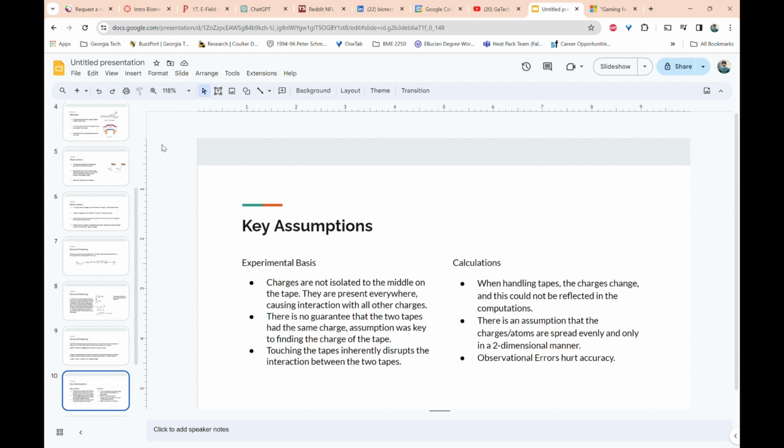After the experiment was conducted, it's important to mention some key assumptions. Experimentally, it was assumed that charges were isolated to the middle of the tape. However, they were present across the tape, indicating that there must have been an interaction with all of those other charges on the other tape. Likewise, there's no guarantee that these two tapes had the same charge, and this assumption was key to finding the charge of the tape. Nonetheless, touching the two tapes inherently disrupts the interaction because touching the tapes allows electrons to flow between your hand and the tape. Some calculation assumptions were also described on the screen.